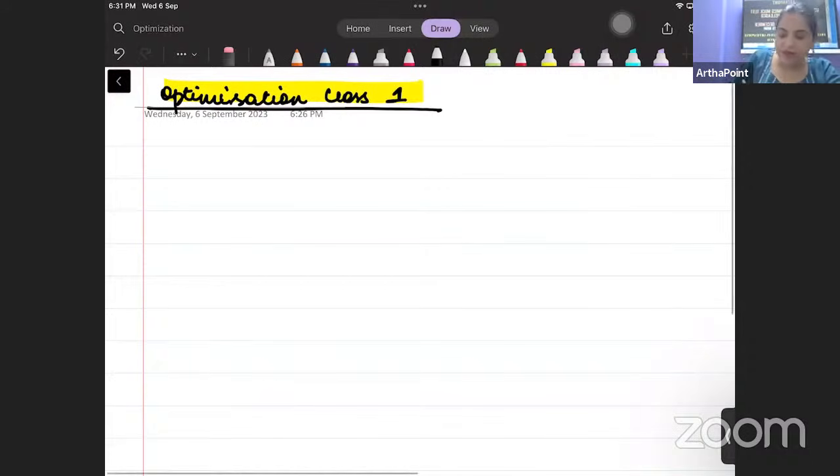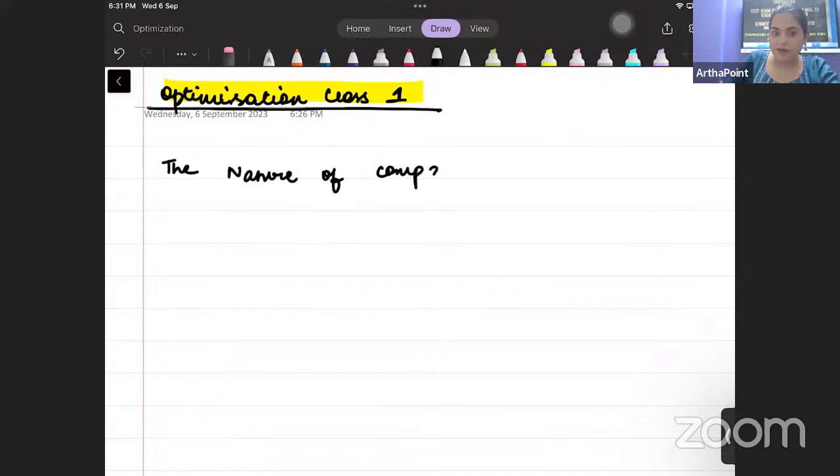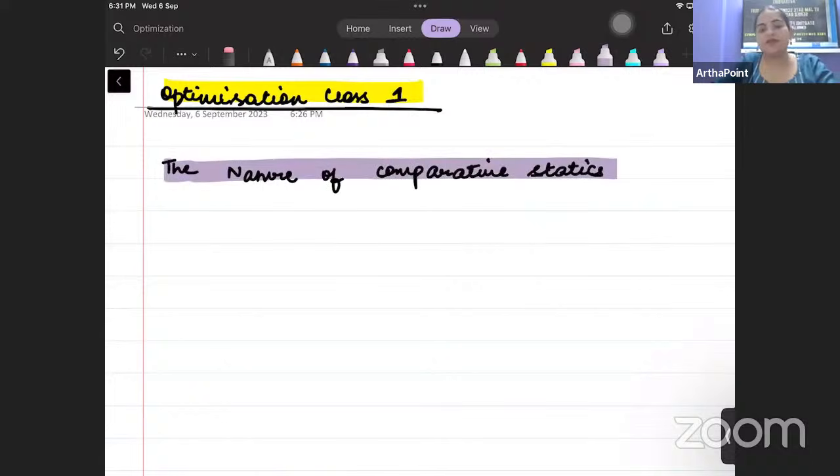सो बेटा प्लीज स्टार्ट बाय राइटिंग. आई वांट टू गो अहेड एंड आई वांट टू टॉक अबाउट द nature of comparative statics. So the first thing that we want to understand, what is comparative statics?